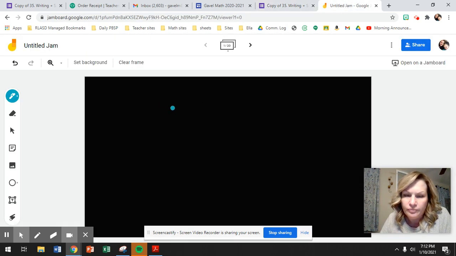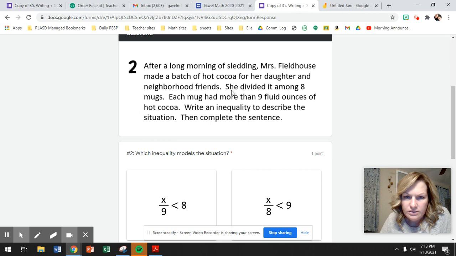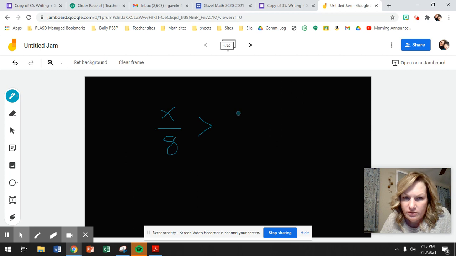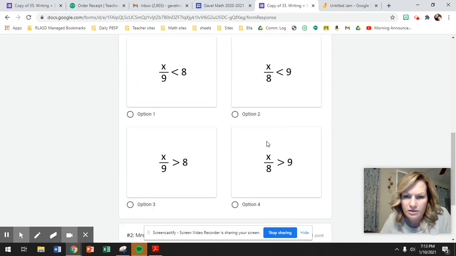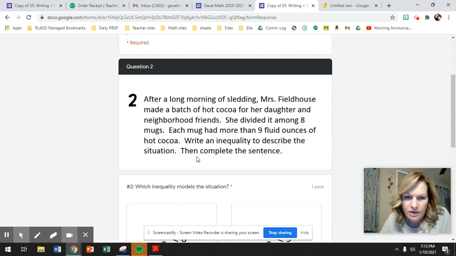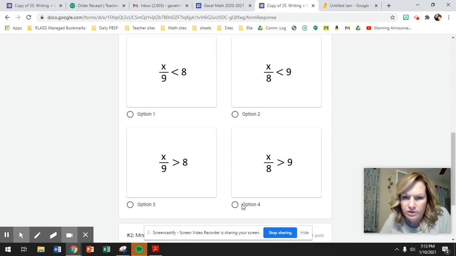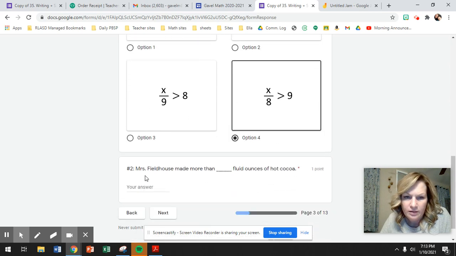Write an inequality. So there's x. This is how much hot cocoa is in each mug. She divided it among 8 neighborhood kids. And she said that each one had more than, so it was greater than 9. Okay, so x divided by 8 is greater than 9. She divided among 8 mugs. Yep, so x divided by 8 is greater than 9. So I'm going to say it's this one.